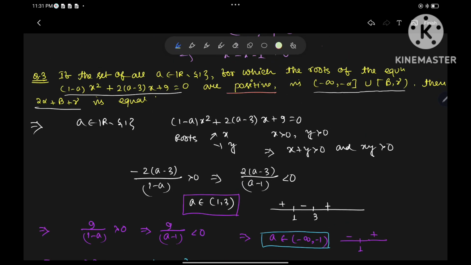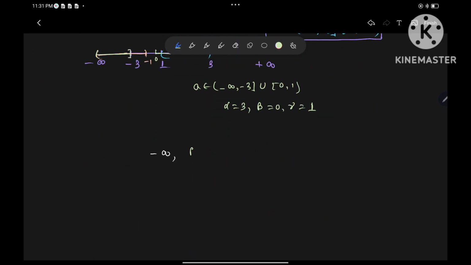So what is asked to be found? That is 2 alpha plus beta plus gamma. So 2 alpha plus beta plus gamma equals 2 into 3 plus 0 plus 1, so 7. So this is our correct answer.